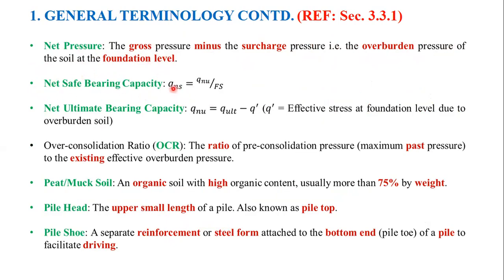Net safe bearing capacity is defined as q_ans equal to net ultimate bearing capacity divided by factor of safety. And net ultimate bearing capacity comes from ultimate bearing capacity minus effective stress at foundation level due to overburden soil. And over consolidation ratio is a common terminology in geotechnical engineering, and it's very basic: the ratio of pre-consolidation pressure, the maximum past pressure, to the existing effective overburden pressure is the over consolidation ratio. And peat or muck soil: an organic soil with high organic content, usually more than 75% by weight, is known as peat or muck soil.